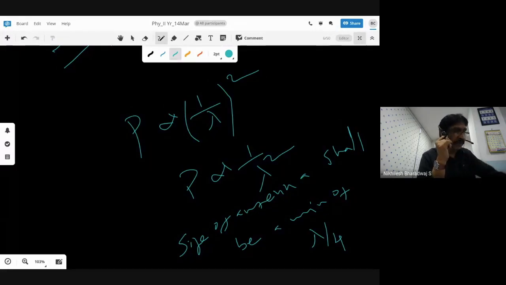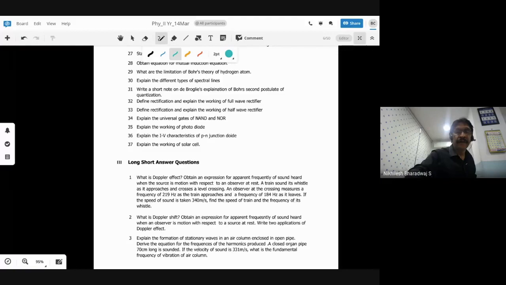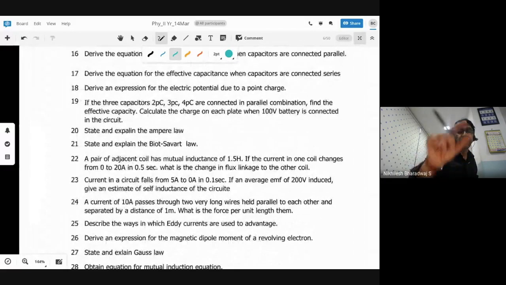Okay. For example, if you see SAQ, question number 19. Anybody can read it? Question number 19 in SAQs. If three capacitors, 2 PC, 3 PC, and 4 PC are connected in parallel combination, find the effective capacity. Calculate the charge on each plate when 100 volt battery is connected in the circuit.